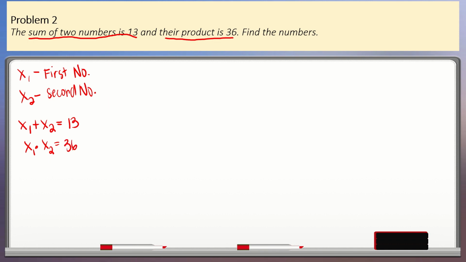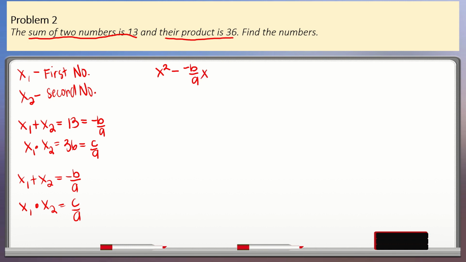In order for us to find the numbers, we will apply the concept of sum and product of the roots. Going back to this topic, we know that x sub 1 plus x sub 2 is equal to negative b all over a. And we also have x sub 1 times x sub 2 is equal to c all over a. From this given, we know that we can represent 13 as negative b all over a. And the product is c all over a. After that, we will just substitute it to the formula x squared minus negative b all over a x plus c all over a is equal to 0.